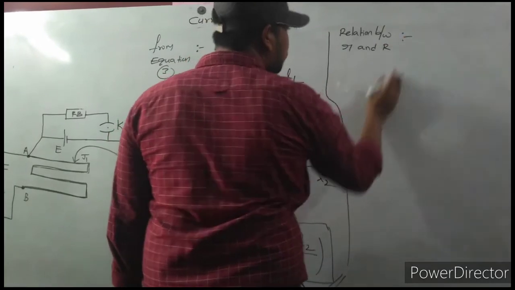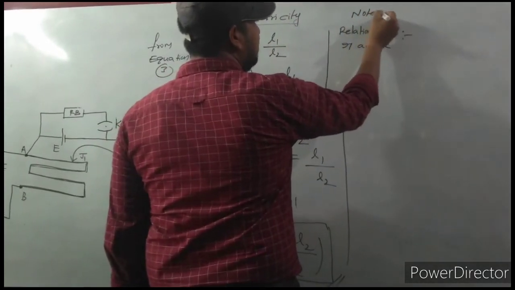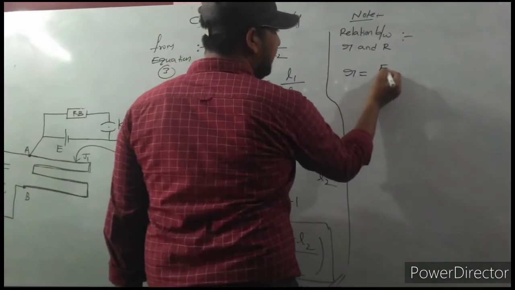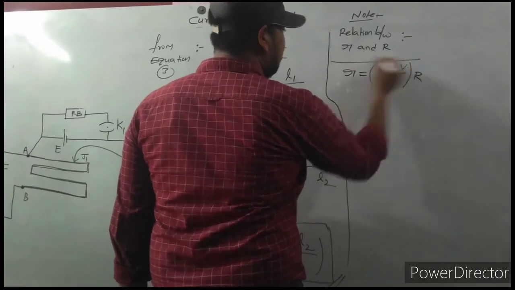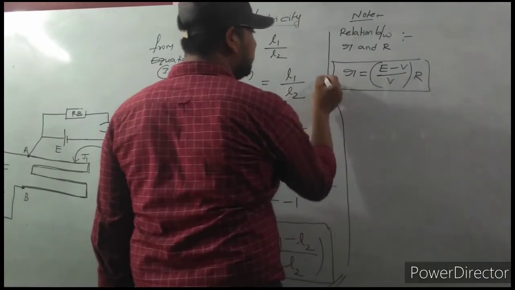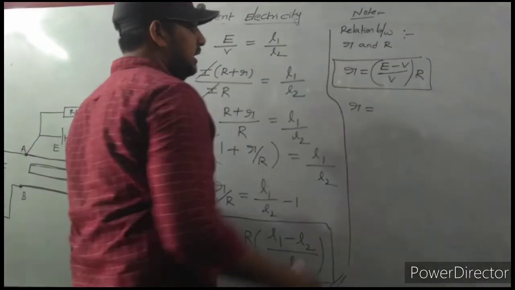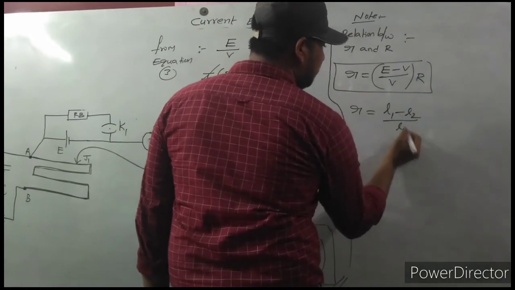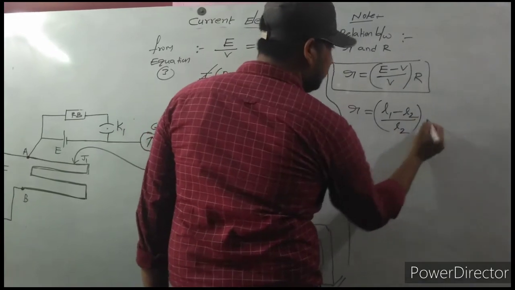We had two relations, mainly relations. So please note down this relation between small r and capital R. Small r is equal to (E minus V) by V into capital R. So this is one note point. And small r is equal to, in case of balancing lengths, (L1 minus L2) by L2 into R.